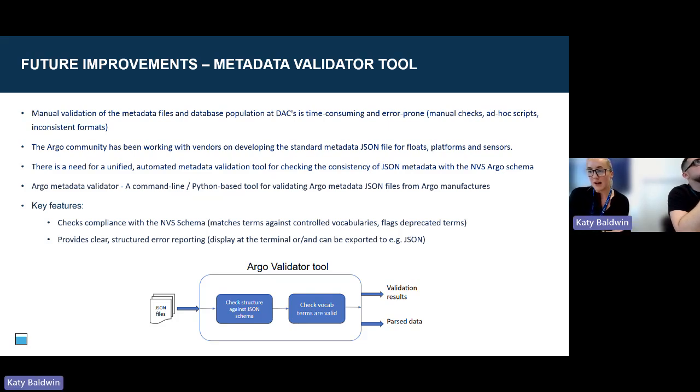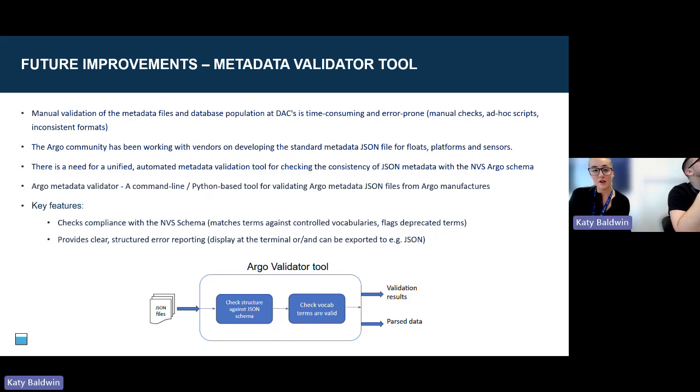And just with that being said, I wanted to highlight some work and discussions that have been going on for quite some time to make this a more automated process. The Argo community have been working with the float manufacturers to produce a standard machine-readable metadata JSON file for floats, platforms and sensors, instead of having to put this information out and manually add it to our database. And so this then led to the development of the metadata validator tool, which essentially is a Python-based tool to validate the metadata JSON that will be provided by the manufacturers.